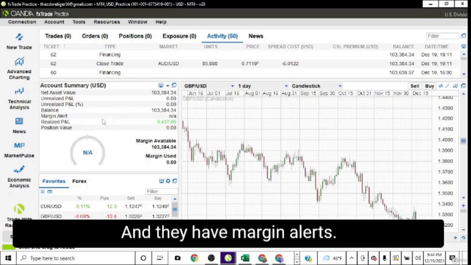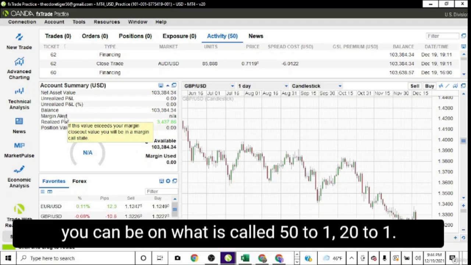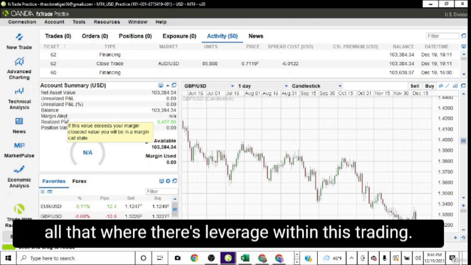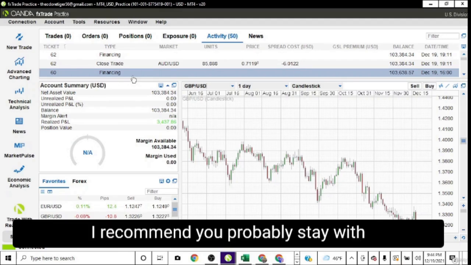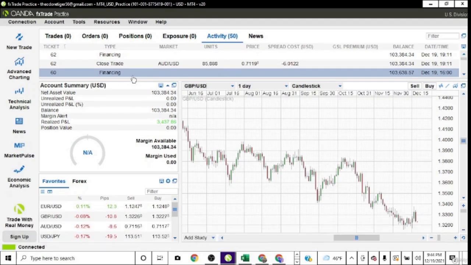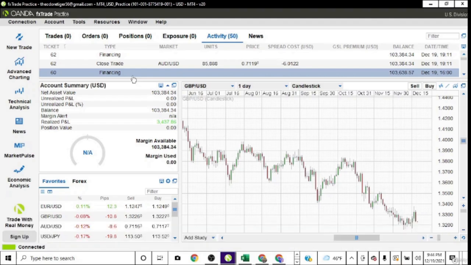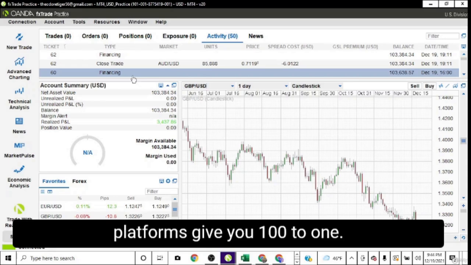And they have margin alerts, and a margin alert is basically alerting you that, hey, because you can be on what is called 50 to 1, 20 to 1, and we're going to show you how to do all that. There's leverage within this trading, they give you leverage. I recommend you probably stay with about 20 for right now. The Federal Exchange Trades Commission does allow what is called 50 to 1 in America, basically. In other countries, their platforms give you 100 to 1.